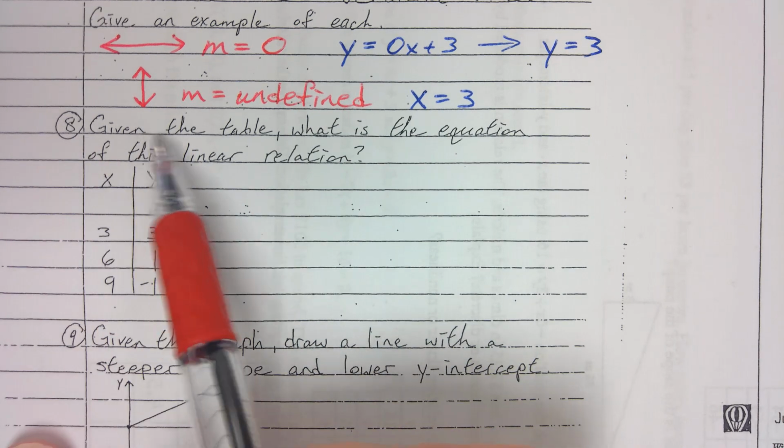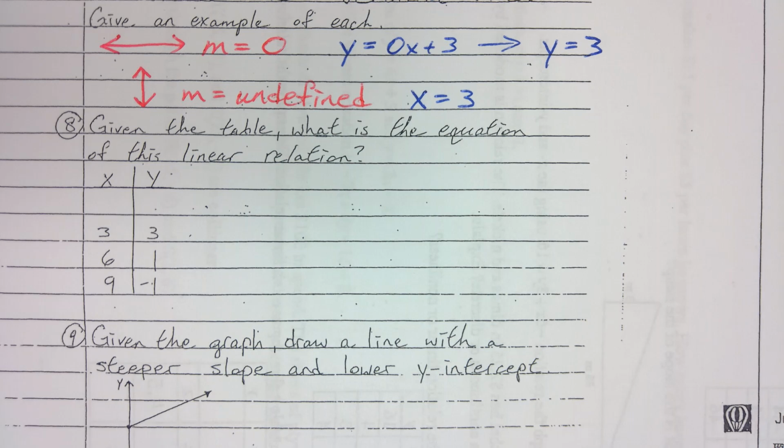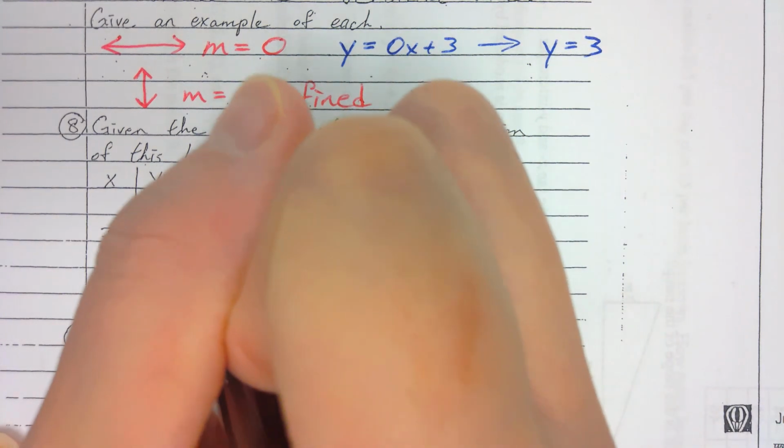Number 8. Given the table, what is the equation of this linear relation? Okay. So how do we start this? Let's hear your idea. Figure out the pattern first. Good. Figure out the pattern. What's my pattern right here?